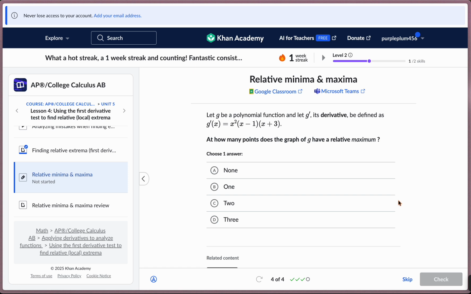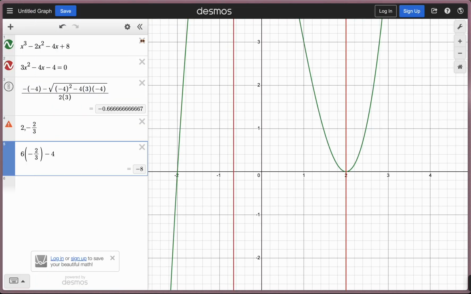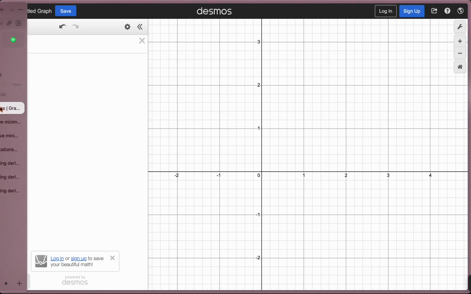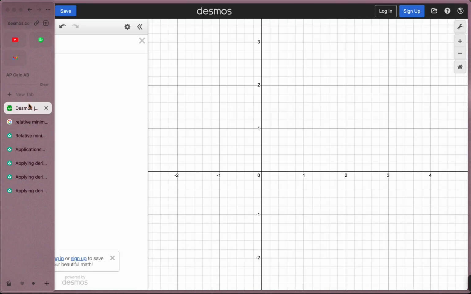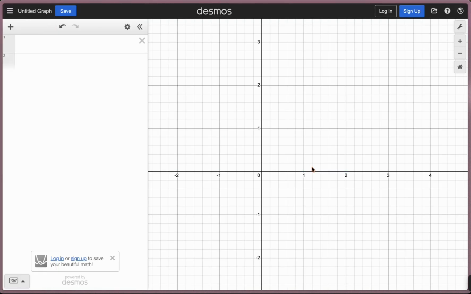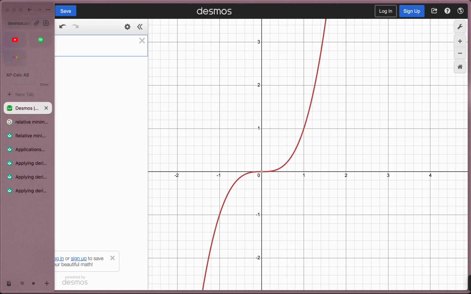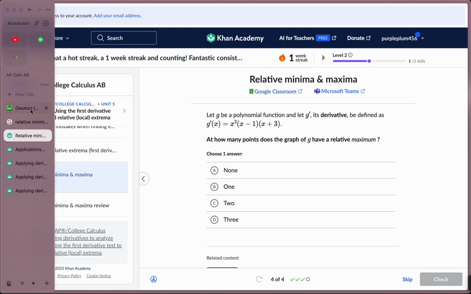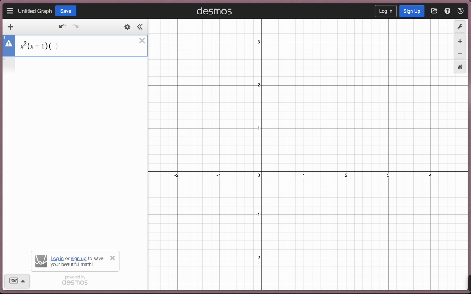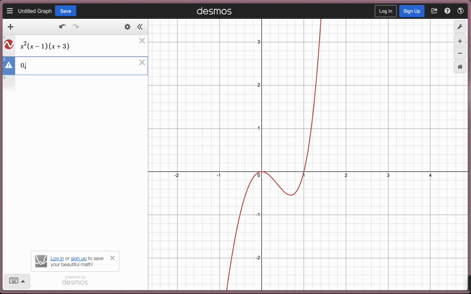So what we're going to do is first get rid of everything over here and plug in x squared, x minus 1, x plus 3. Oops, that is a mistake. Okay. So we're going to find the critical points, which would be 0, 1, and negative 3. Those are our critical points, okay?